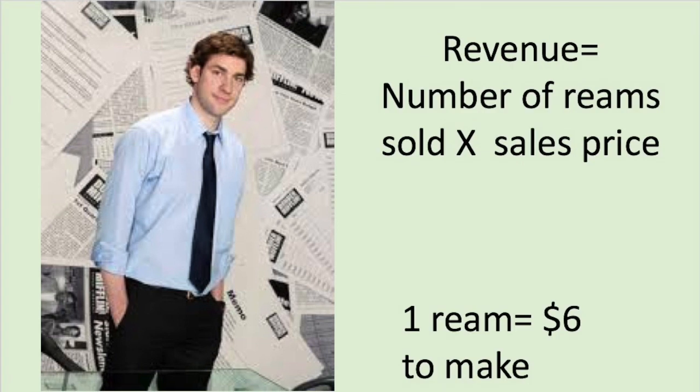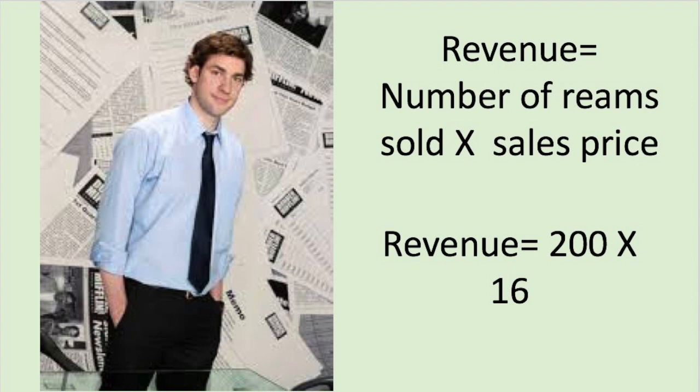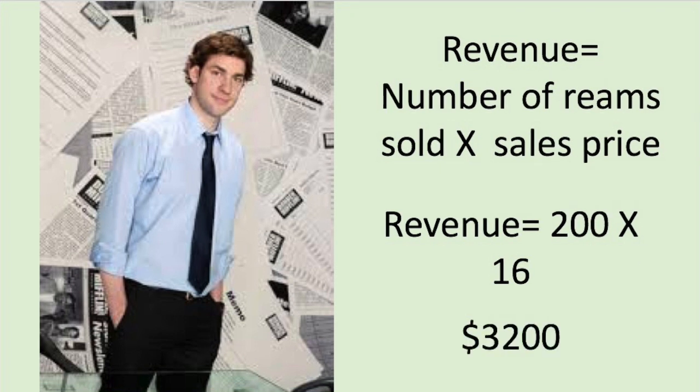First, we will find the revenue Jim makes from selling his 200 reams of paper. Revenue is how much money the company makes from selling the paper. To find revenue, we will multiply the number of reams Jim sold by the amount one ream is sold for. In this case, Jim sells 200 reams of paper for $16 a ream. This gives us a revenue of $3,200.